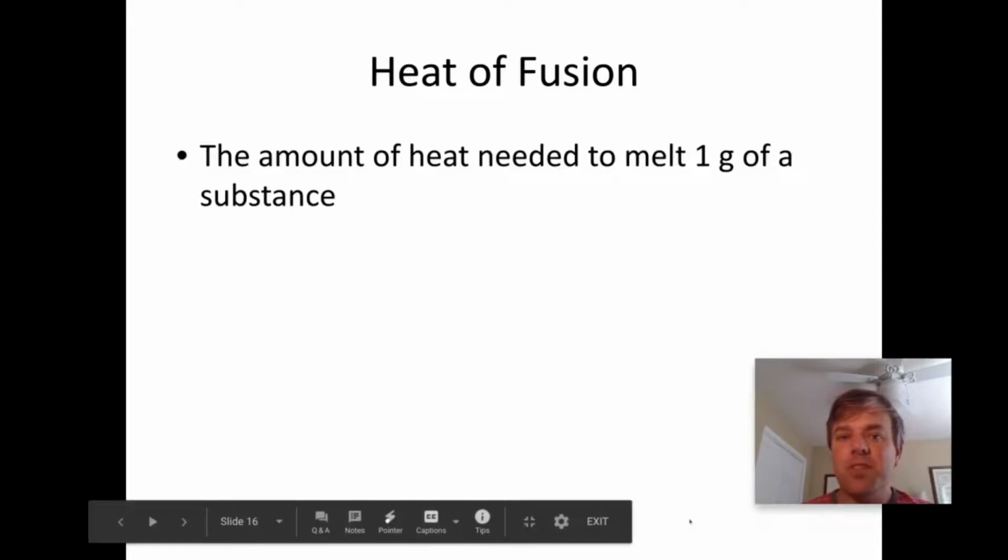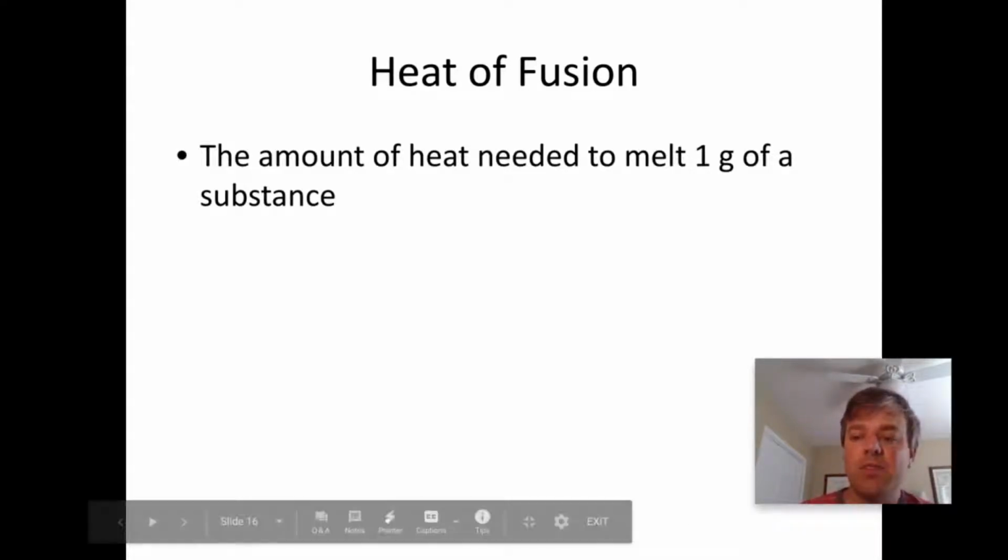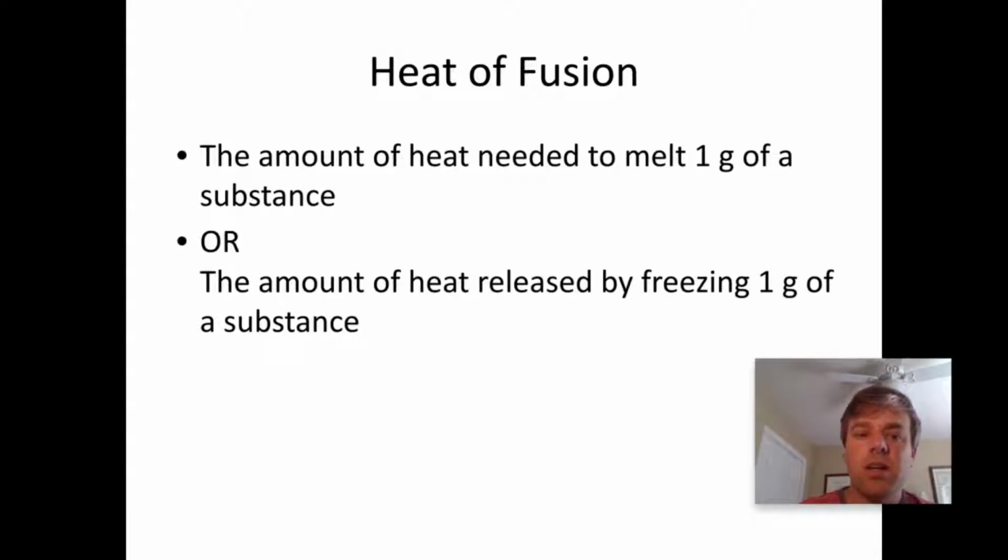But heat of fusion is the amount of heat that's needed to melt 1 gram of a substance, or the amount of heat that is released by freezing 1 gram of a substance. And the amount of heat that's needed to melt or to freeze is the same. It just depends on if you're adding heat, it melts. If you're releasing heat, it freezes.